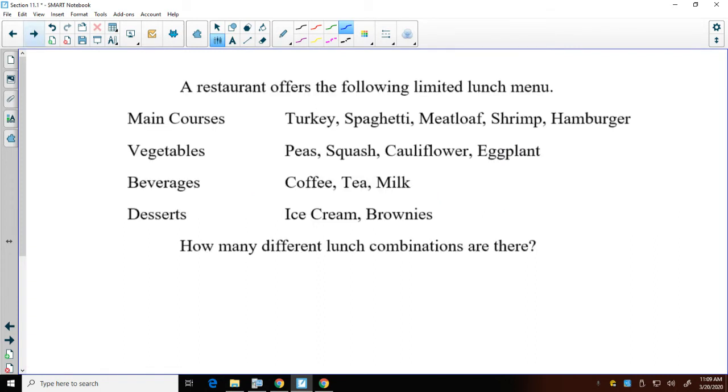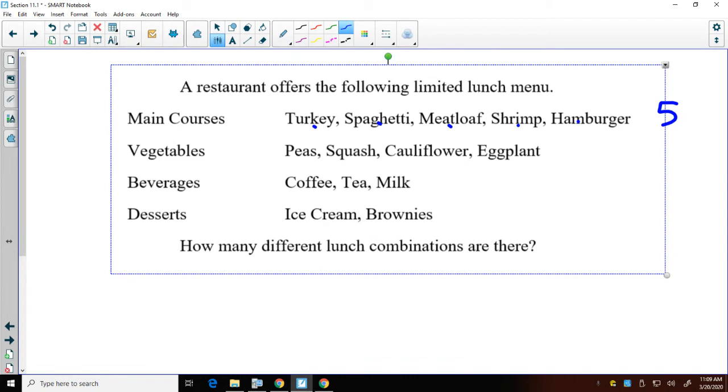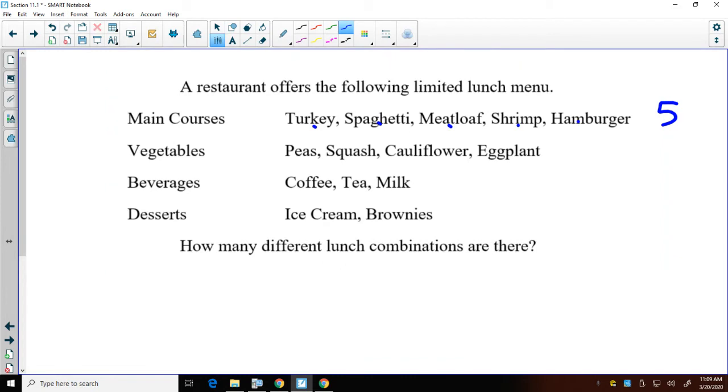All right, problem number 2. A restaurant offers the following limited lunch menu. For your main courses, you have turkey, spaghetti, meatloaf, shrimp, hamburger. How many choices is that? Count it up: 1, 2, 3, 4, 5. So for my main course, I have 5 choices. Vegetables: you can have peas, squash, cauliflower, eggplant. Again, how many choices? 1, 2, 3, 4. Then you have beverages: coffee, tea, or milk. That's 3.